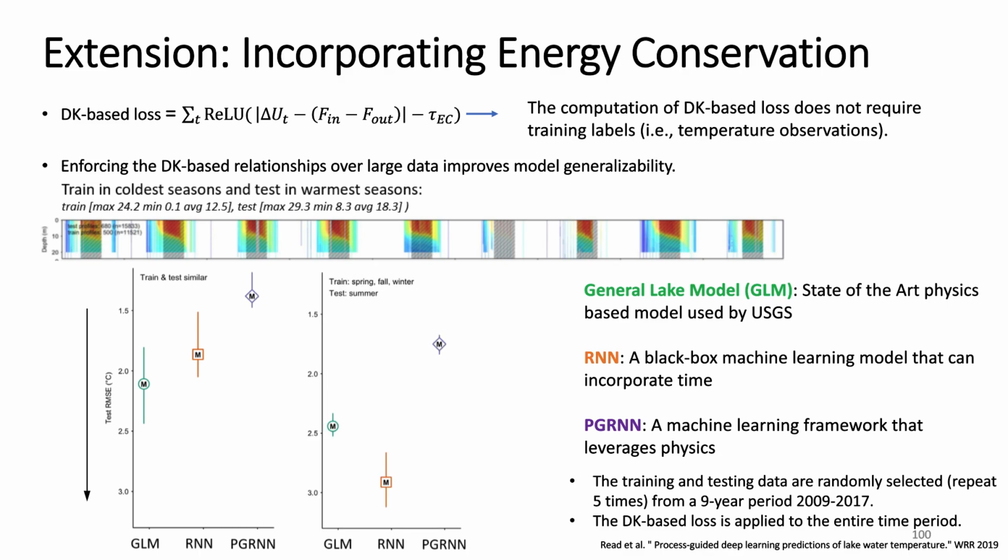If we change to a different setting, where we train on the cold seasons and test on the warm seasons, then all the methods perform a little bit worse than in the previous setting. However, PGRN, which is the combined method, still performs robustly, while the pure machine learning model RNN seems to fail to give an accurate prediction under this setting.